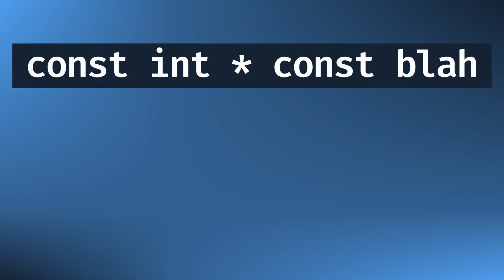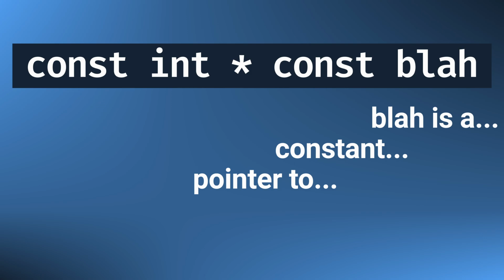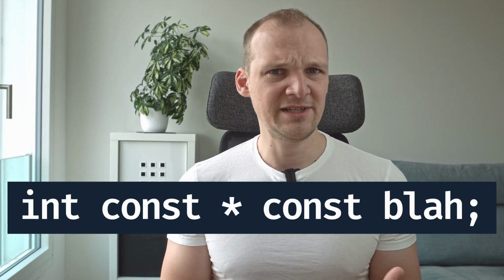Finally, there is a way to forbid any changes at all. So one final time, if we have the const int star const blah, we start with blah is a constant pointer to an integer constant, which means that we cannot change the underlying data and we cannot reassign the pointer to point to something else. Honestly, at this point, just use a const reference. And to make sure that you understand how it all works, do try the same on this. What does it translate to?